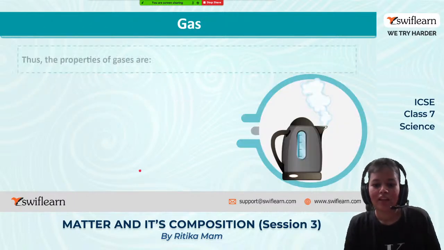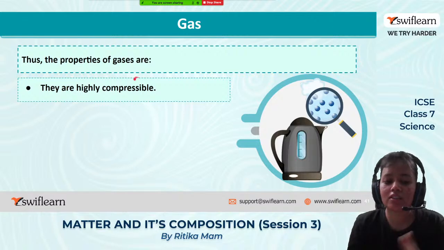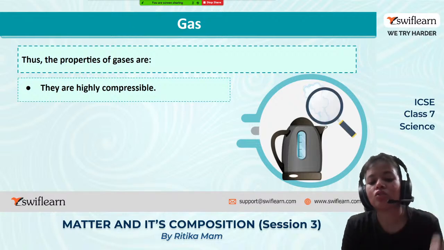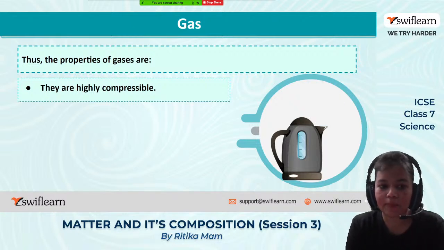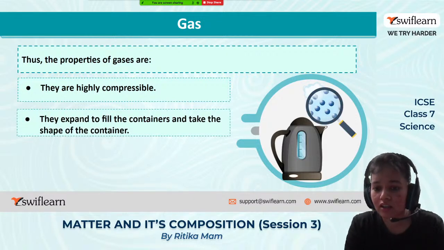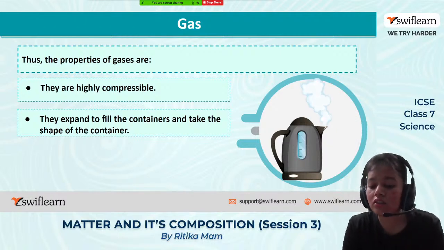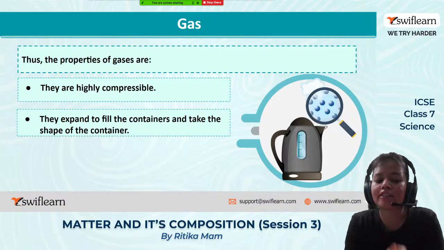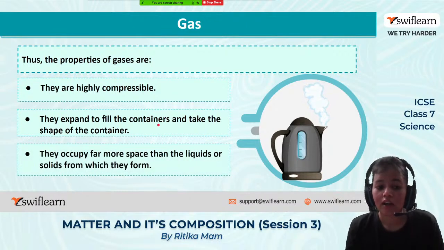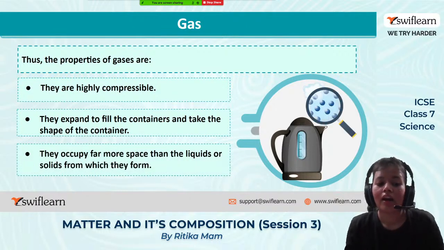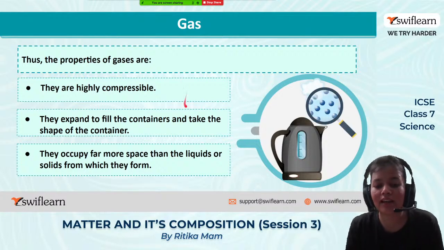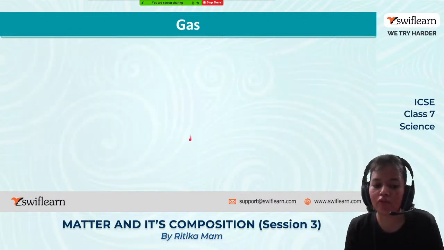Now let's talk about gas. We just saw that gases are highly compressible, and that is why the balloon man can store a large amount of gas in the cylinder. Next, they expand to fill the container and take up the shape of the container. The particles of gases flow endlessly and they expand to fill the container fully, and they take the shape of the container. Because they expand highly, they need more space than in liquids or solids from which they are formed.